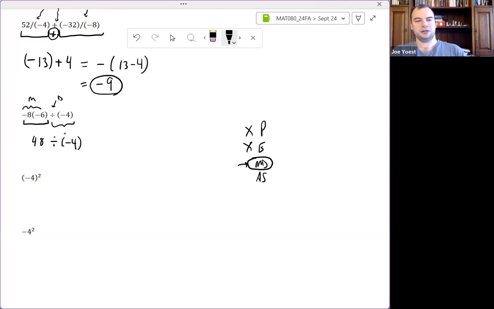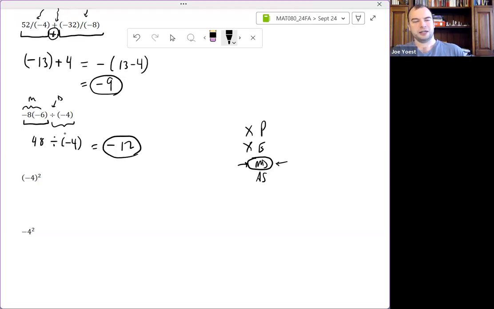I now have the quotient of two integers, still in the multiplication division level. And I only have one operation left, so I just do 48 divided by -4. I have the quotient of two integers. The signs are different. The answer is going to be negative. And the number that goes with the answer is going to be 48 divided by 4, or 12.